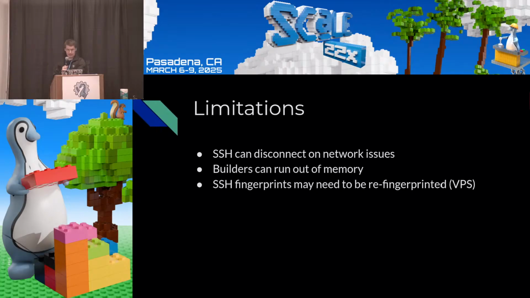Some limitations with remote builders: SSH can disconnect if you have networking issues or just any sort of issue with the host or target system. Builders can still run out of memory. It doesn't prevent that, which makes sense. You just have to tune the builds right using the cores or jobs settings, which limit how many Nix builds or builds within Nix run. And then hosts have to be fingerprinted sometimes, especially with VPS services that may not always store the fingerprint.